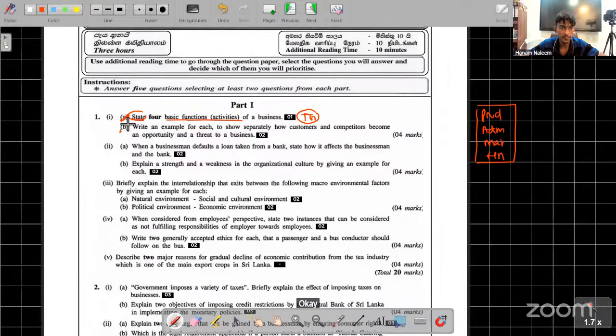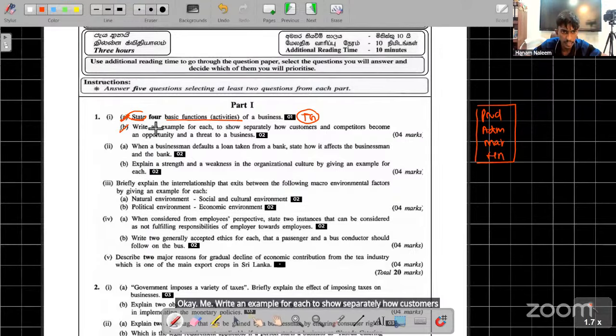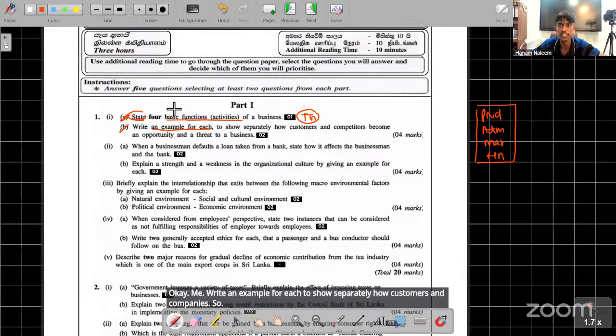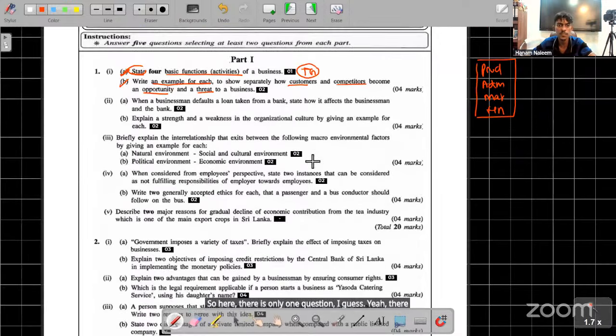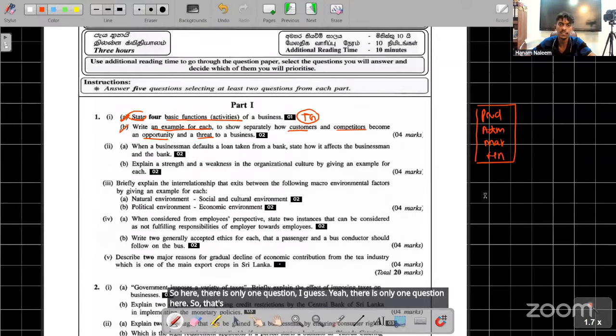Okay. B. Write an example for each to show separately how customers and competitors become an opportunity and a threat to a business. So underline example for each. They're asking two things here: to show separately how customers and competitors become an opportunity and a threat to a business. So it's need number 2. Fine. Sorry, I went with the flow. So here there is only one question, I guess. Yeah, there is only one question here. So that's all from 2016.